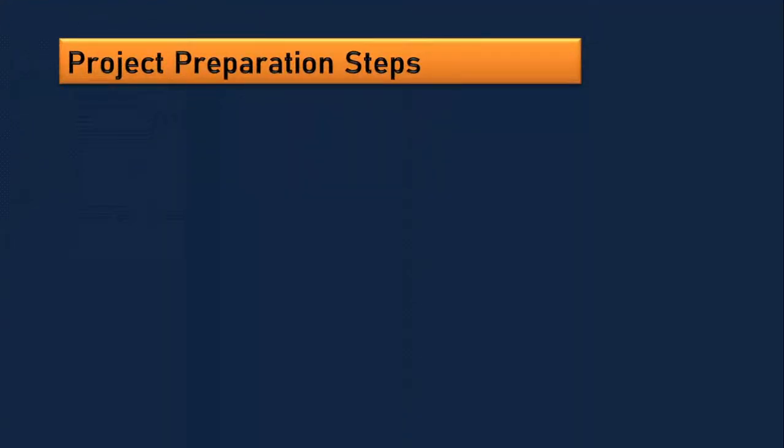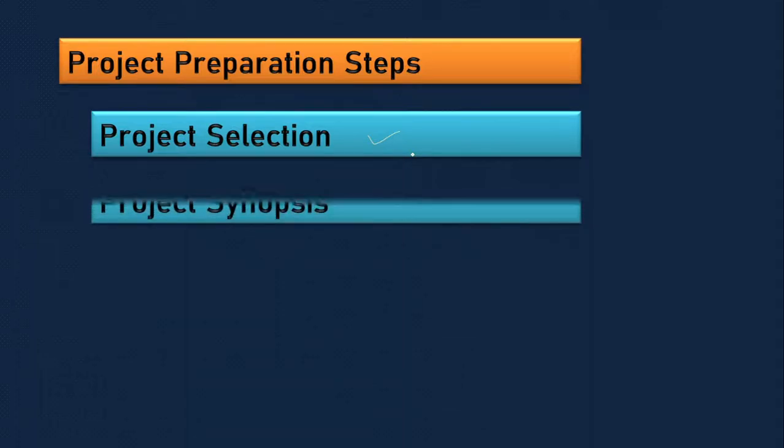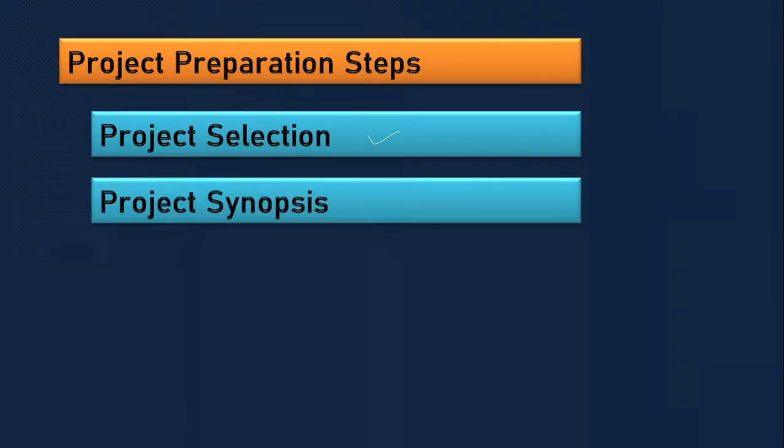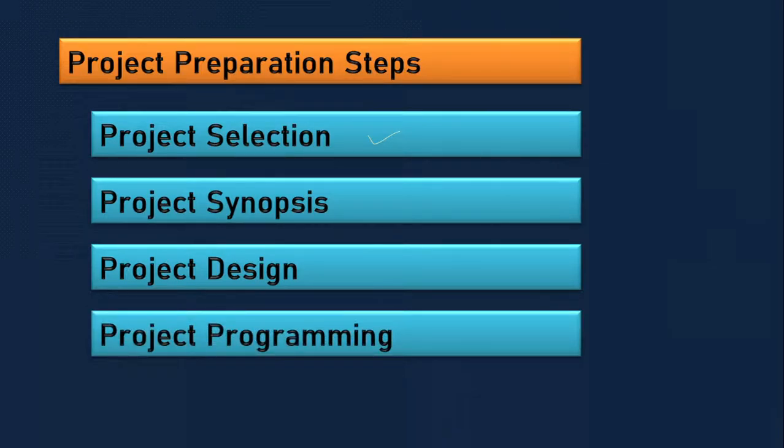Project preparation steps. What are the steps you need to follow? First you need to do the project selection. Figure out which project is suitable for you and then select the project. Now you can say you selected the railway ticket reservation. Then you need to prepare the synopsis. For synopsis preparation, please go to our website. We have a lot of synopsis over there. You can get one and then redesign the things as per your requirement. Then the project design. You need to plan what things should be there in your project. That I'll show you in this video.